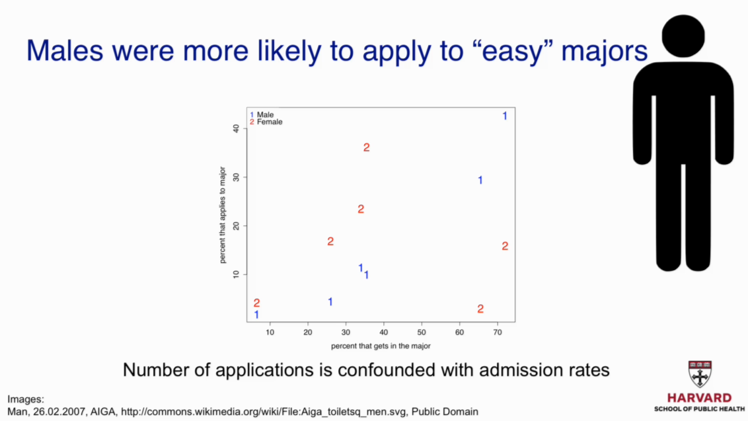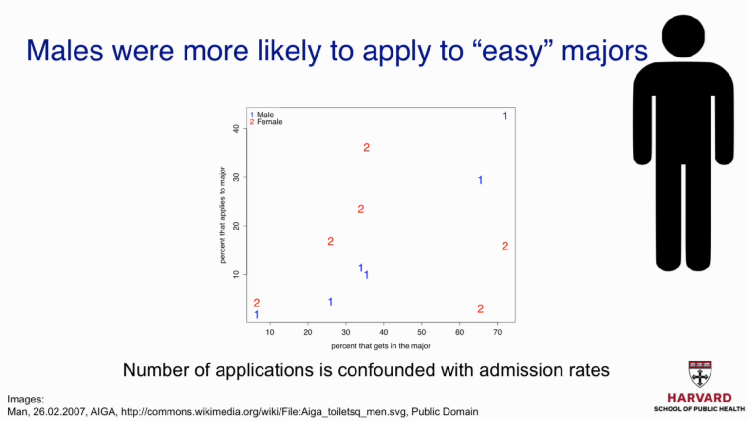It turns out that males were more likely to apply to quote-unquote easy majors, or easy to get in majors, than females. So it appeared that they were being admitted more often, when in fact what was happening was that they, by their own choice, were applying to the easier majors. And you can see it in this picture.